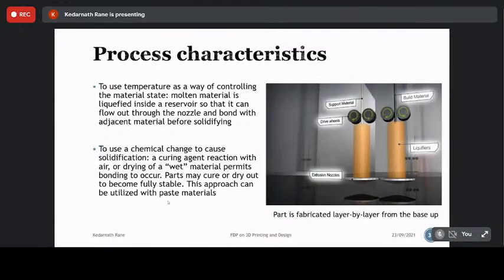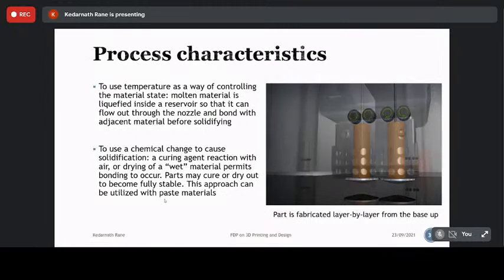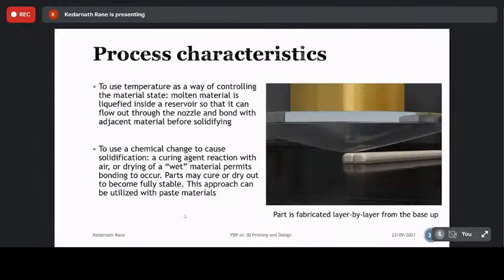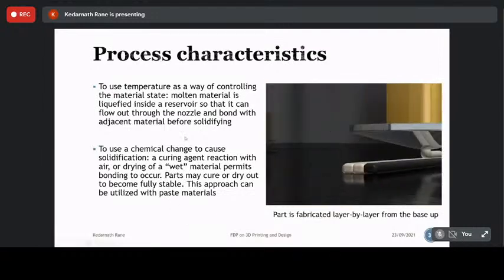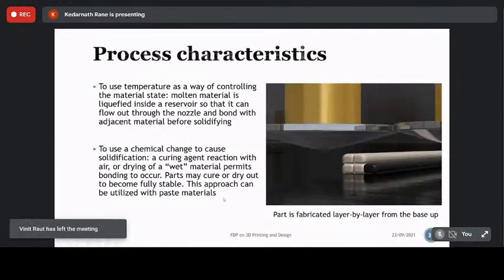Sometimes pastes are applicable, sometimes granules are applicable, sometimes rods are applicable. So there are requirements, and it is not specific to a particular application.